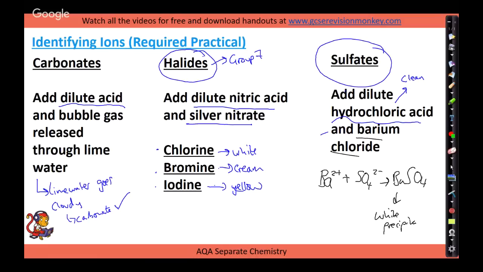So you will know whether you have a something sulfate if when you add this, you end up with a white precipitate, which is barium sulfate. So that's the extra required practical that I expect to be coming up at some point within some questions within the exam, because it's quite a lot of content for that one.